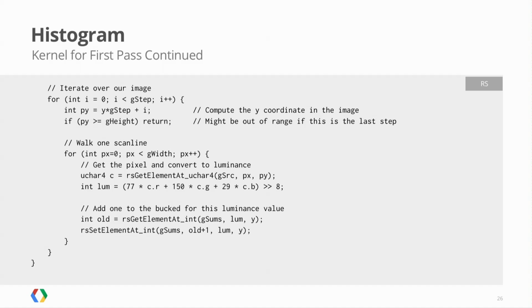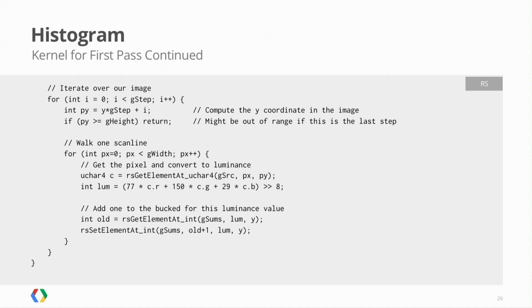So continuing our first pass, after we've cleared our accumulation buffer, we'll need to iterate over our image. And we do this for 0 to the number of scan lines in our step. Then we calculate which line we're working on. That's the py variable. And if steps is not equally divisible by the number of lines in the image, it's possible we'll need to check for an overrun here, so we'll return in that case, because we'll be done.